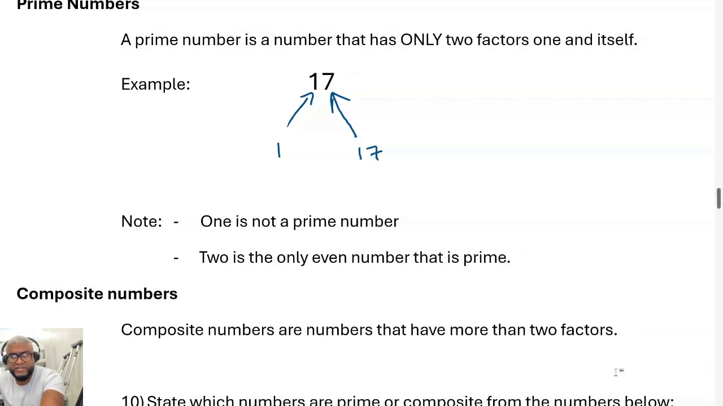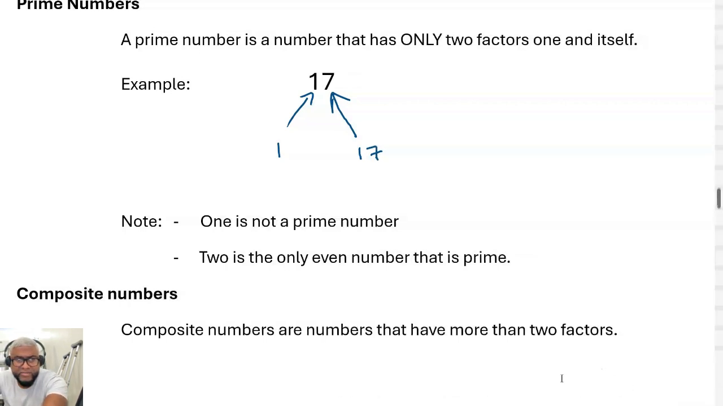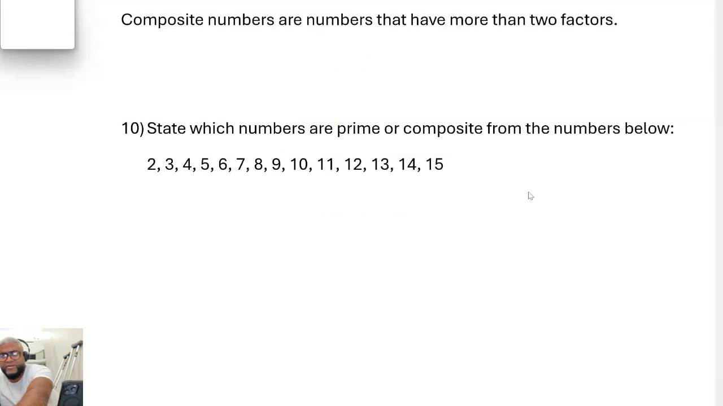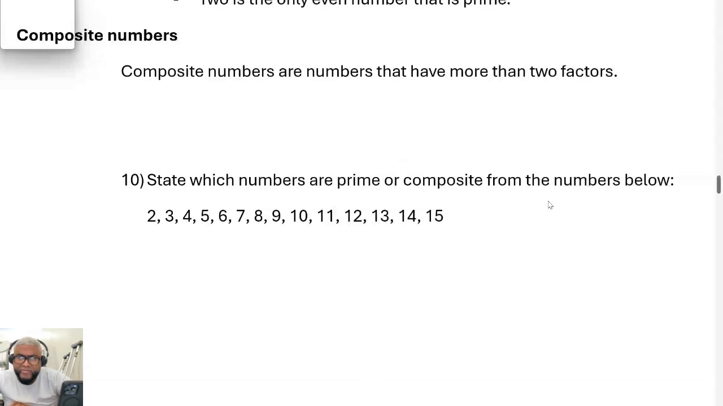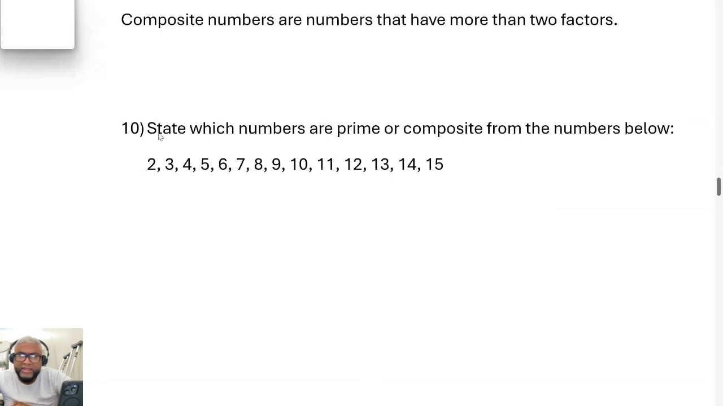All right, look, composite numbers, right? Let me talk about composite numbers one time. Composite numbers are numbers that have more than 2 factors. So obviously a composite number is a number that is not prime. Okay? Simple stuff, right? We have no big set of questions here for prime numbers and composite numbers. They just want you to state which numbers are prime or composite from the numbers below, right?